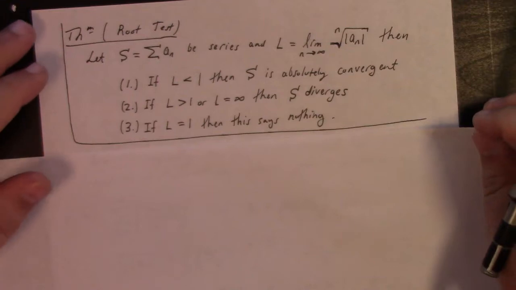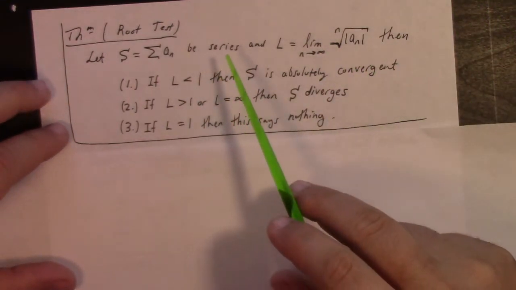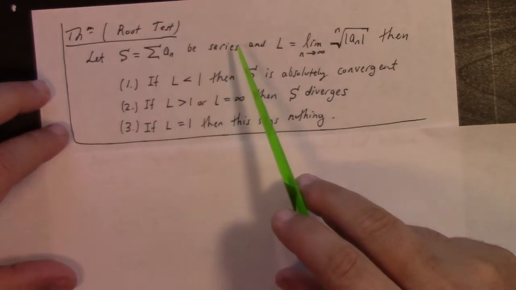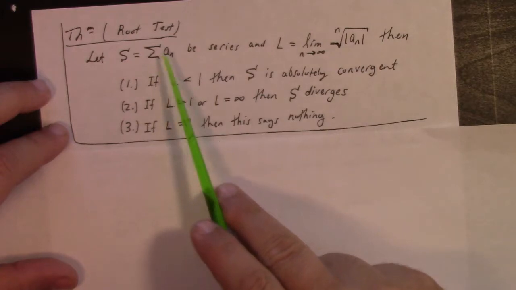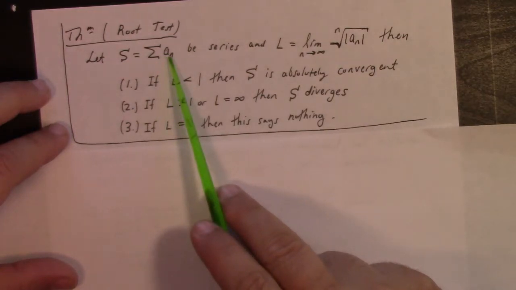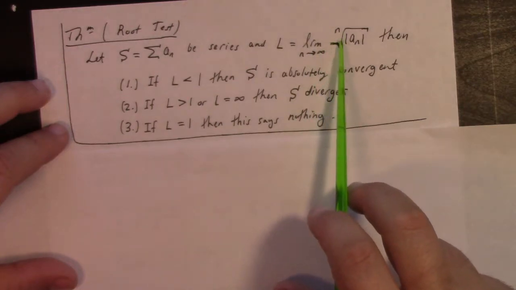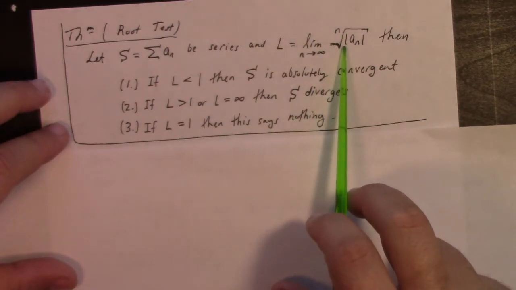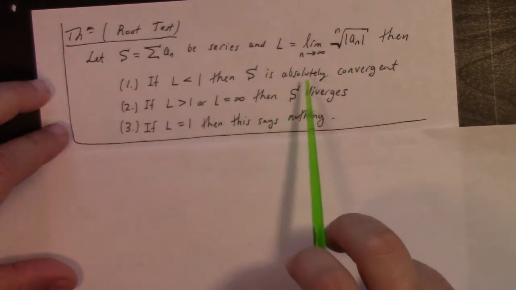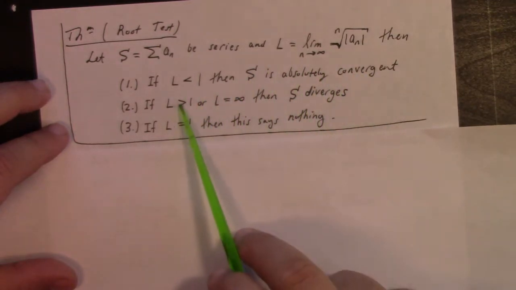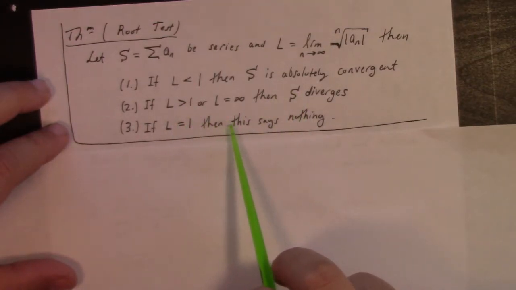What is the root test? The root test is a convergence test which involves the root. Okay, great. Thanks for that. But here it is. If we have a series, some a sub n, and we define L to be the limit as n goes to infinity of the nth root of the absolute value of a sub n, then if L is less than 1, the series is absolutely convergent. If L is greater than 1 or L is equal to infinity, it diverges. And if L equals 1, then the root test says nothing.